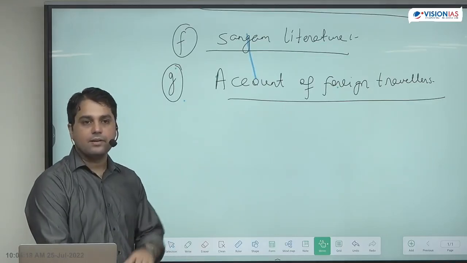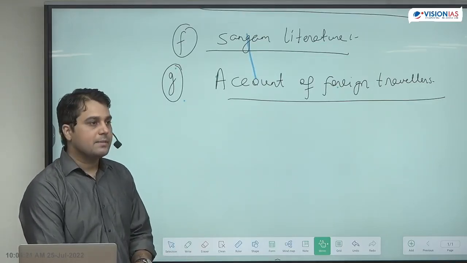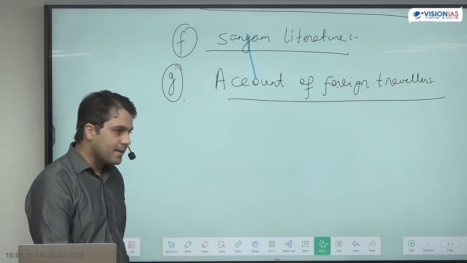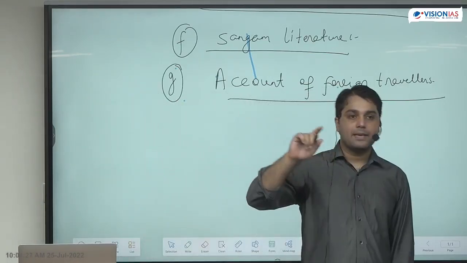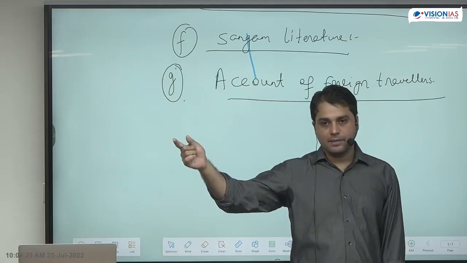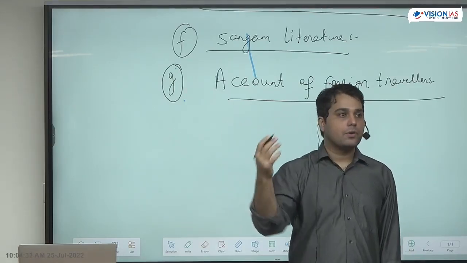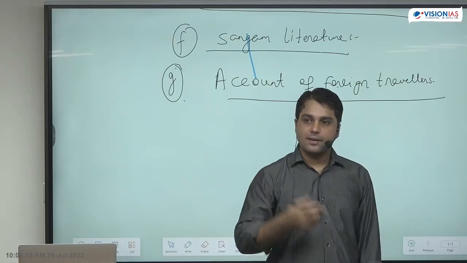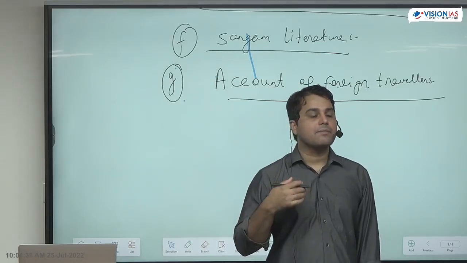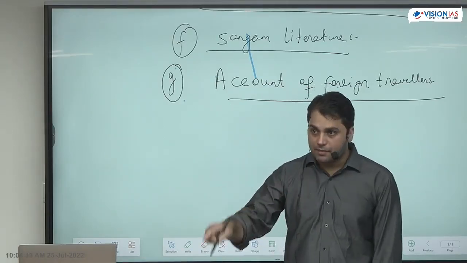Xuanzang came when Harshvardhan was ruling, right? Similarly, you have Al-Biruni who came to India in the 10th or 11th century. So Al-Biruni, even though he came during the early medieval period, stayed in India for about 17, 18 years. He learned Sanskrit and he found many scriptures which have not survived today.